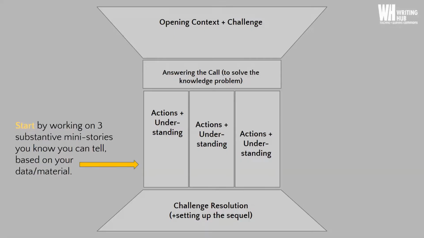But you could also start down here. You could start by looking at your data or looking at your analytical material. If your discipline doesn't call it data, that's fine. Start by looking at your analytical material and think about 3 sub-stories you can tell, things that you know you can tell based on your data and material. So you can start with articulating what these 3 things could be.